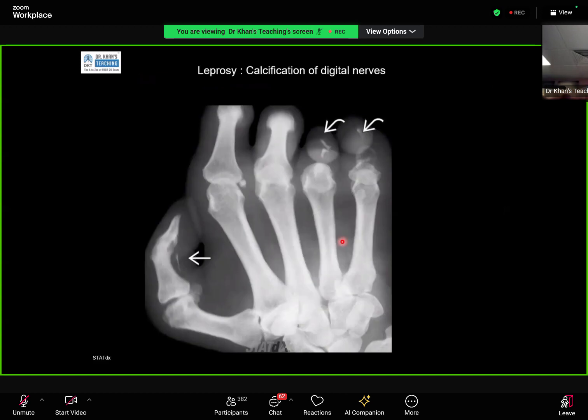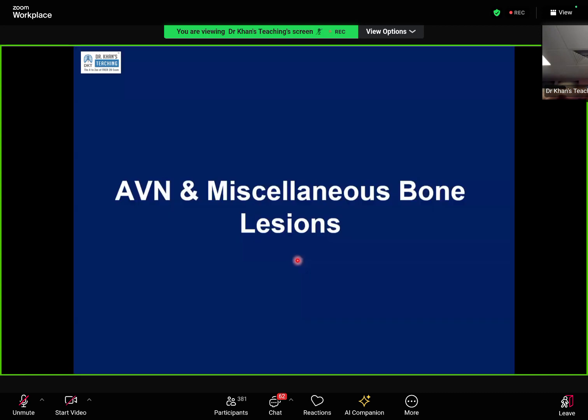Another thing which can be asked in the exam is this calcification, and I just wanted to show you this from StatDx, that this calcification is in digital nerves. Digital nerves. So if you see soft tissue calcification, they will say nerves, and this is an example of what can happen. Okay, candidate 4.